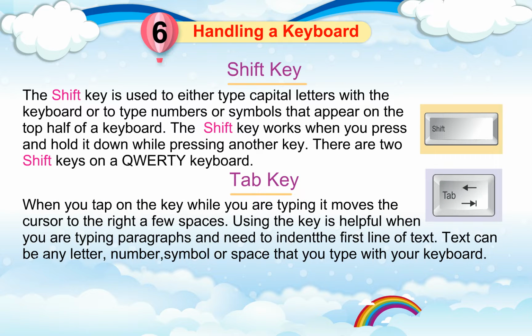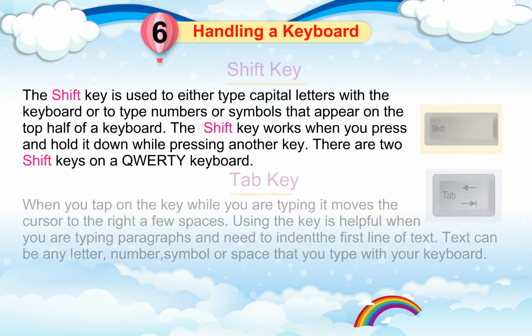Tab key. When you tap on the tab key while you are typing, it moves the cursor to the right a few spaces. Using the tab key is helpful when you are typing paragraphs and need to indent the first line of the text. Text can be any letter, number, symbol, or space that you type with the keyboard.